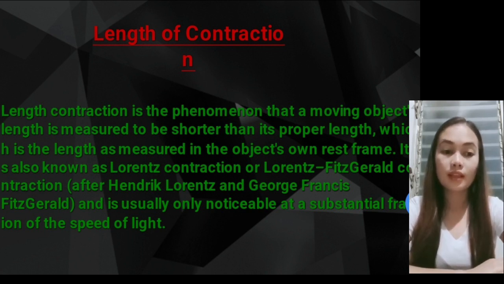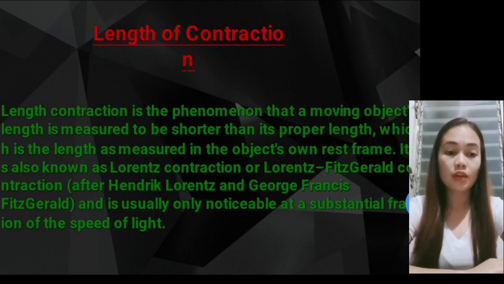So what is length contraction? Length contraction is the phenomenon that a moving object's length is measured to be shorter than its proper length, which is the length as measured in the object's own rest frame. It is also known as Lorentz contraction or Lorentz-Fitzgerald contraction after Hendrik Lorentz and George Francis Fitzgerald, and is usually only noticeable at a substantial fraction of the speed of light.